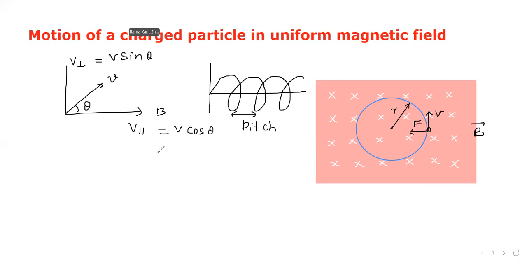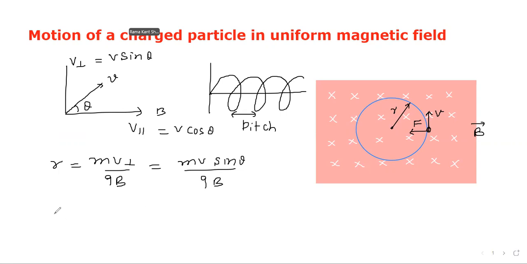So let's write the radius in this case. The radius will be m times the perpendicular component of velocity divided by qB. And we know that the perpendicular component is v sin theta. So it will become mv sin theta divided by qB.